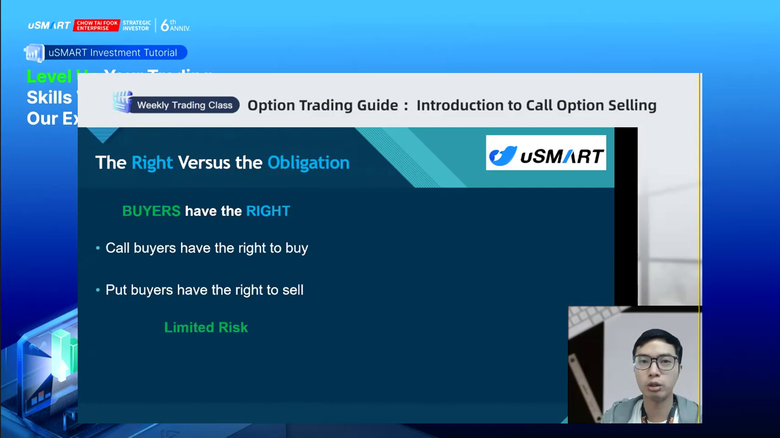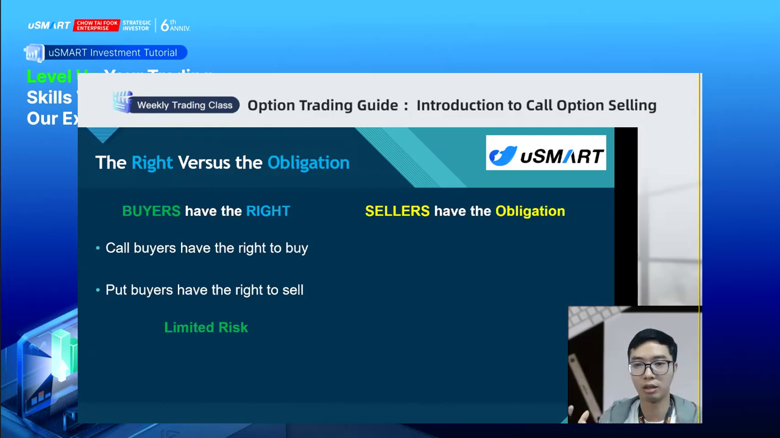For those who are new here, maybe you can be very confused about this, but make sure you go back to see the replay, or maybe in the near future I will do this basic option trading guide again. Now I just explained the basic options. For the buyers, the risk is always limited. Remember, just take this in your mind. And today I will be focusing on sellers, call sellers.